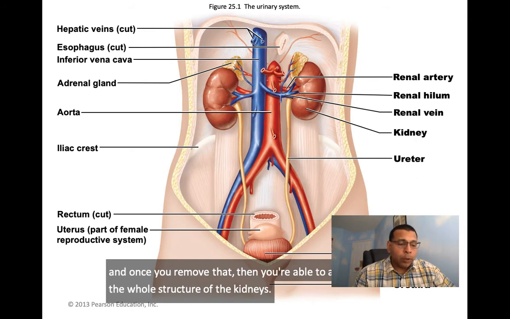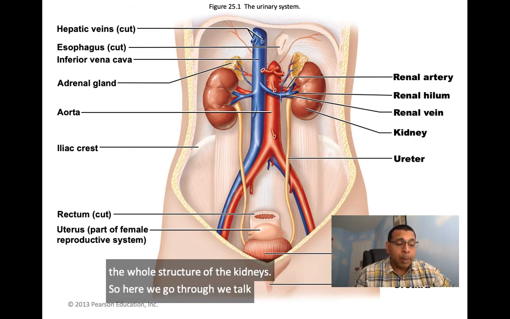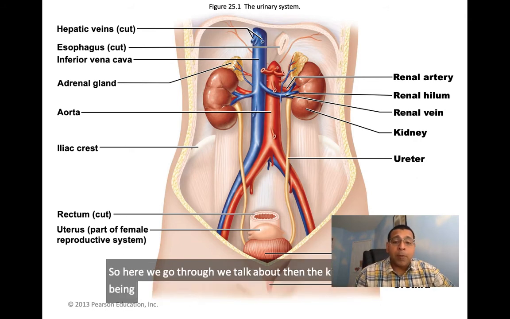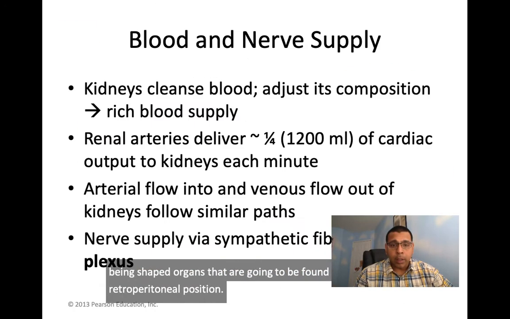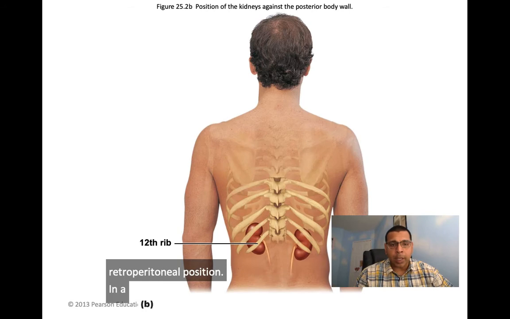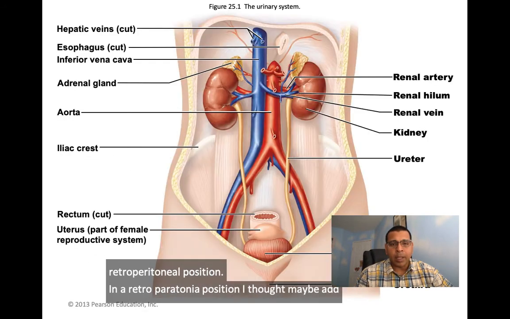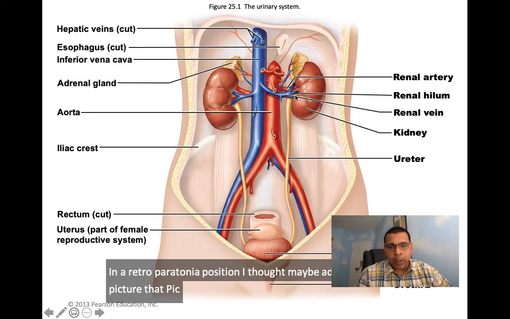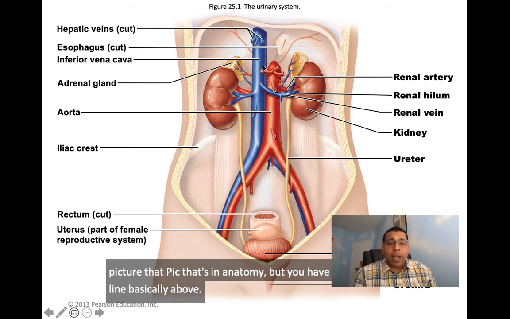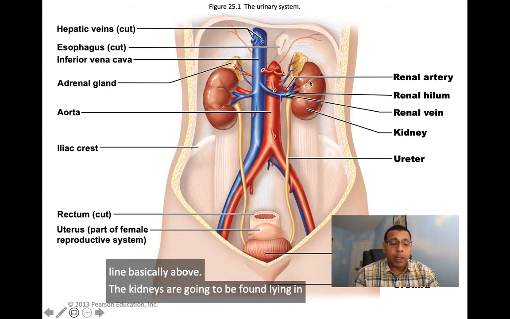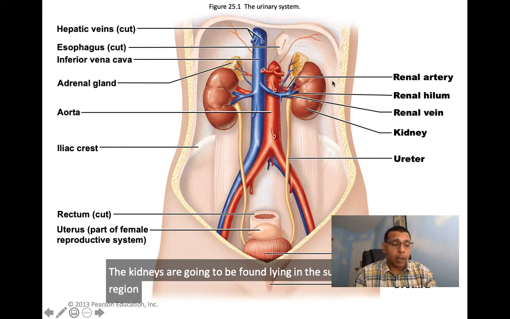So here when we talk about the kidneys, they're bean-shaped organs that are going to be found lying in a retroperitoneal position. I thought maybe I had another picture that depicted that from anatomy. But you have the peritoneum lying basically above. The kidneys are going to be found lying in the superior lumbar region.